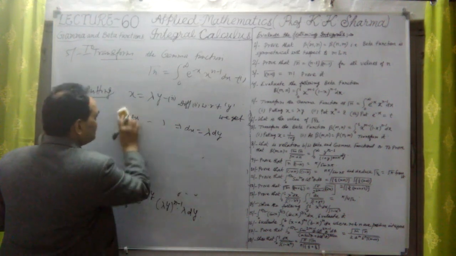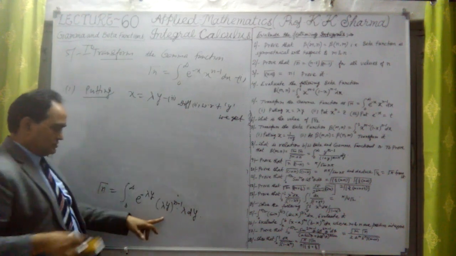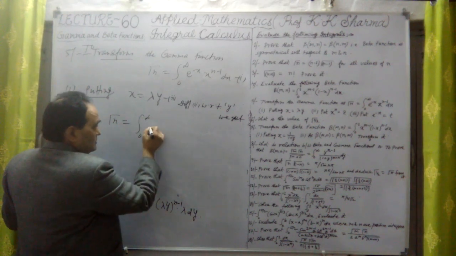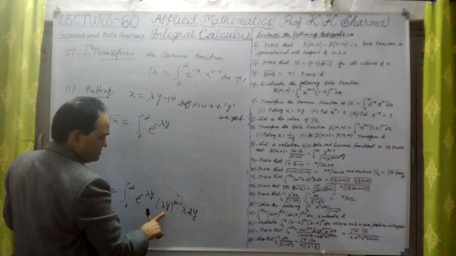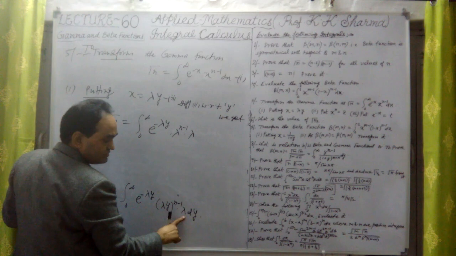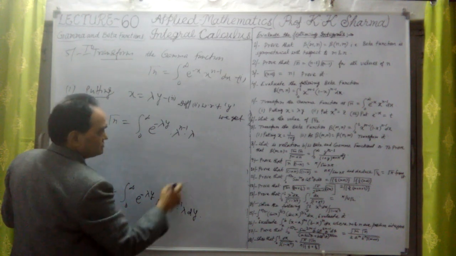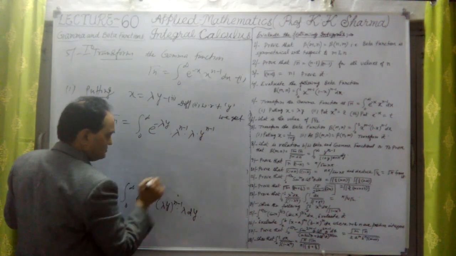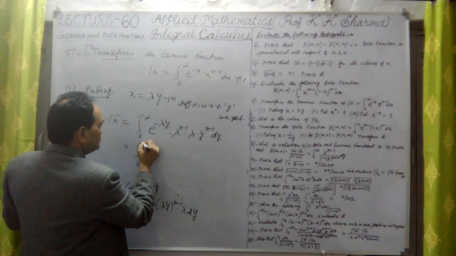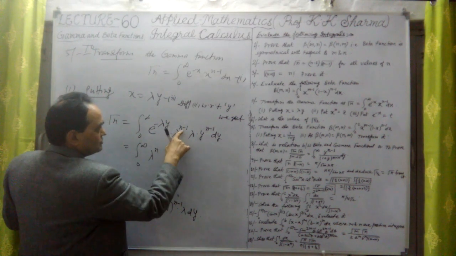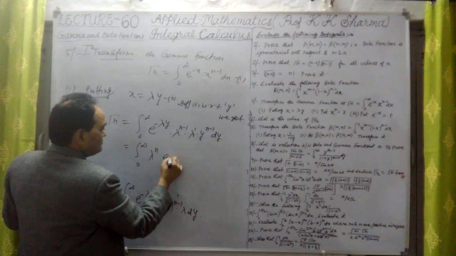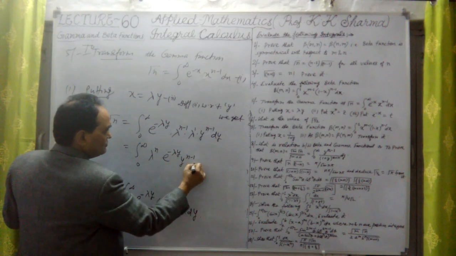Now let me further change it. What do we get? This equation we have obtained. So gamma n is the integral from 0 to infinity of e raised to minus lambda y, into lambda to the power n minus 1, into y to the power n minus 1, into lambda dy. Then we get lambda whole power n, because n minus 1 plus 1 means n only. So e to the power minus lambda y, into y to the power n minus 1 dy.